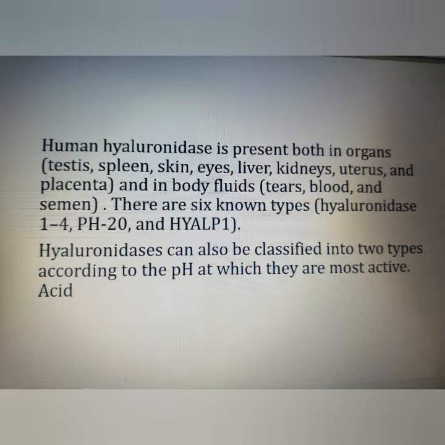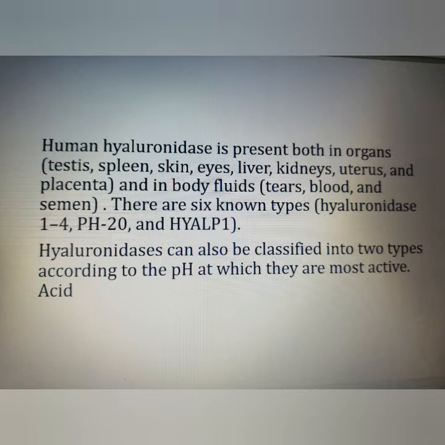Human hyaluronidase is present both in organs and in body fluids. In organs like skin, eyes, liver, kidneys, testes, and body fluids like tears, blood, etc. And there are 5 functional hyaluronidases: HYAL1, HYAL2, 3, 4, 5. HYAL5 is also known as SPAM1 or PH20, plus a pseudogene, HYAL6, also known as HYALP1.